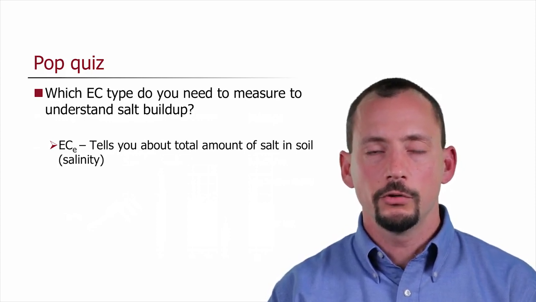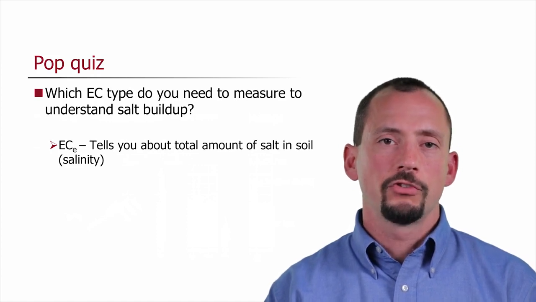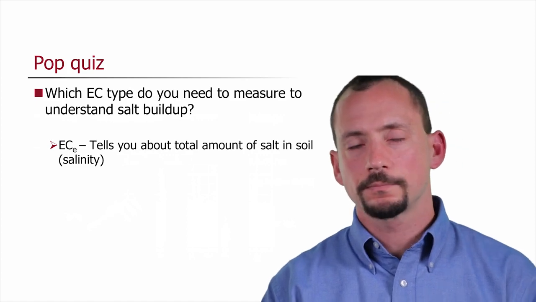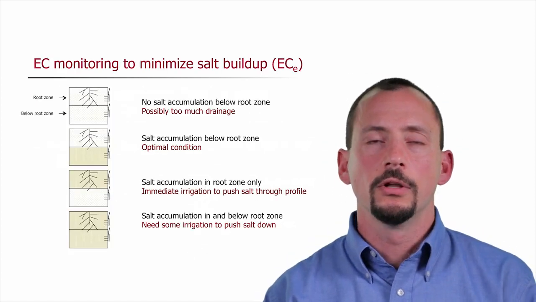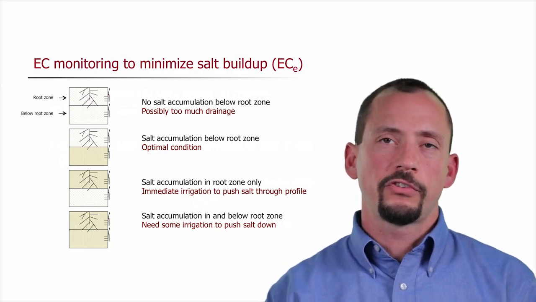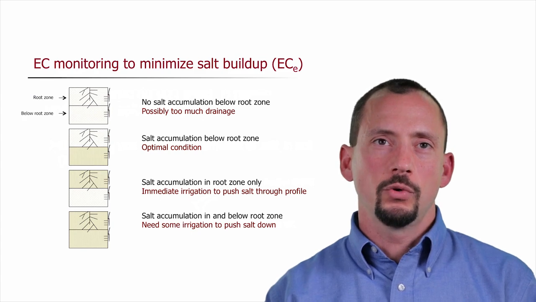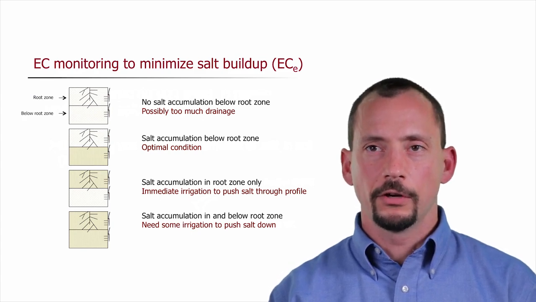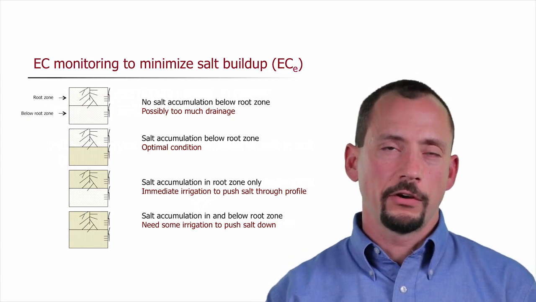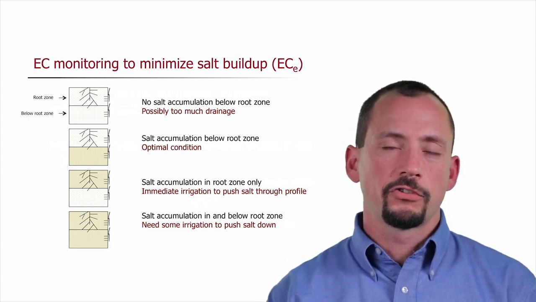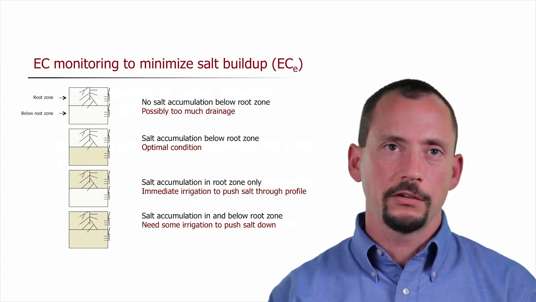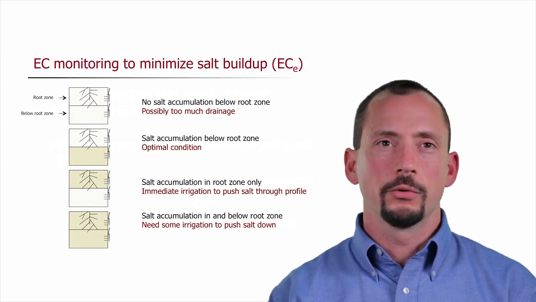This is the one that you would use to understand if you're building up salts in the root zone and causing problems. So this is just a little conceptual exercise that shows us how we might use those saturation extract ECs to understand if we're doing a good job of irrigation in a more qualitative sense. You'll see that each of these scenarios has a sensor measuring bulk EC but calculating the saturation extract EC in the root zone and below the root zone.